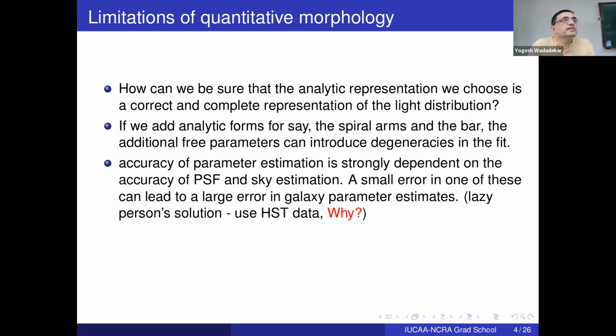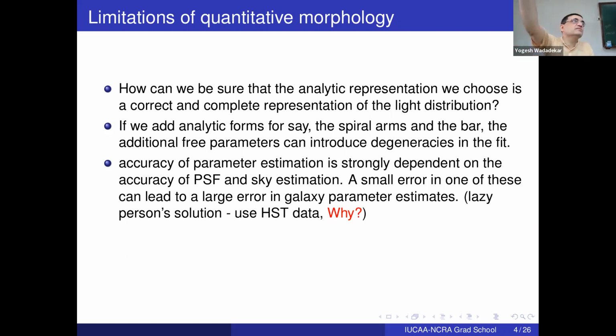With the Hubble Space Telescope, you don't have to worry at all about the point spread function, because the point spread function is only determined by the diffraction from the optics of the telescope, which are very well modeled and understood. So it is very, very well determined, and therefore your accuracy of the galaxy parameter estimation improves a lot, particularly for very distant galaxies.